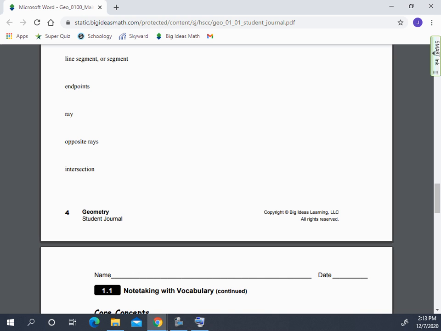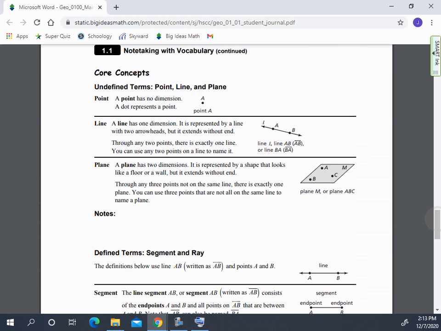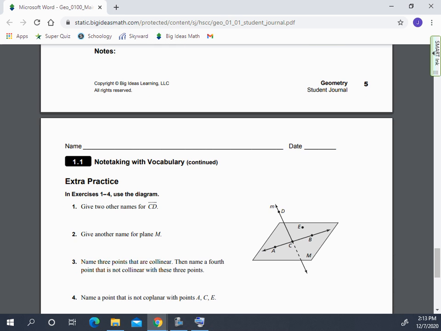Intersection. We should all know what an intersection is. We've been in cars long enough, I hope, to know. An intersection is when two things cross. So an intersection here would be right there. Good stuff to read here in your notes, but I'm going to go down to the practice.